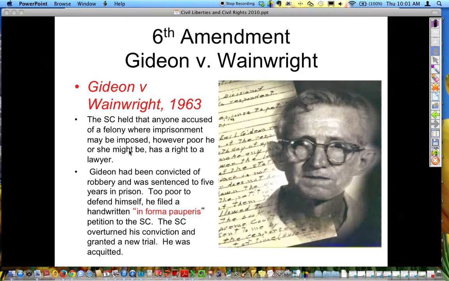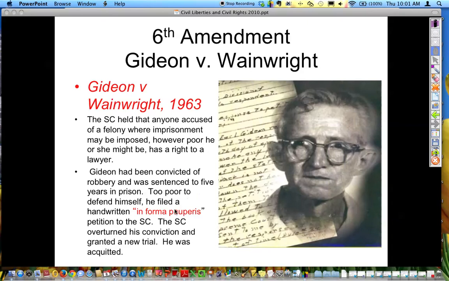So going back up here, the Supreme Court held that anyone accused of a felony where imprisonment must be imposed, however poor he or she may be, has a right to a lawyer. This was in a state case, and this is the case that nationalized the Sixth Amendment to apply against state courts as well. So Gideon had been convicted of robbery and was sentenced to 5 years in prison.